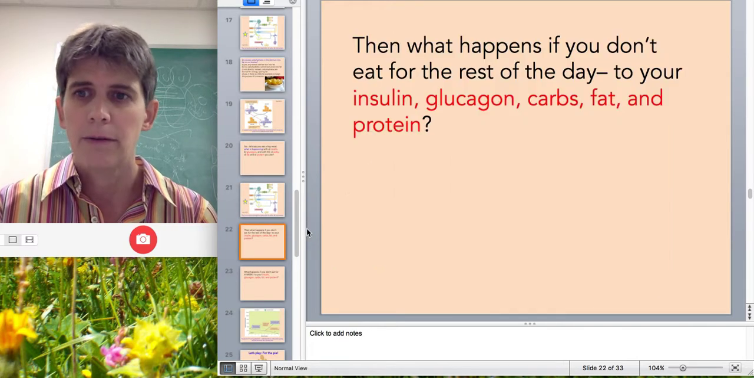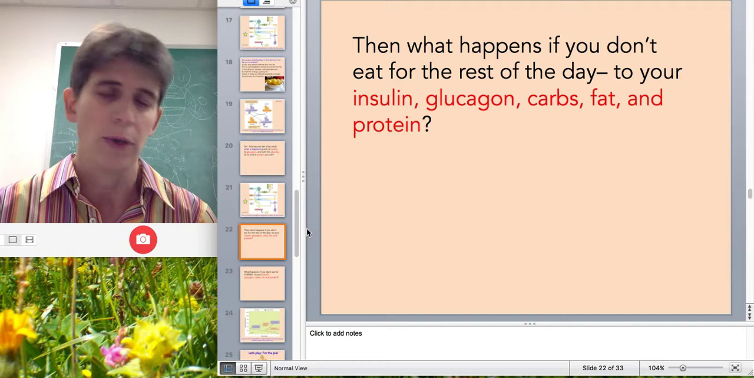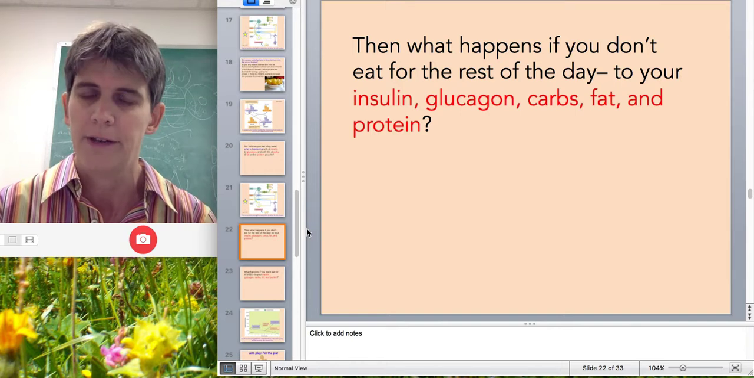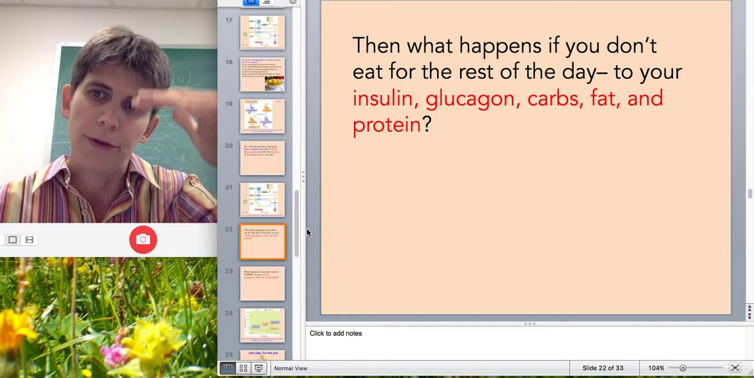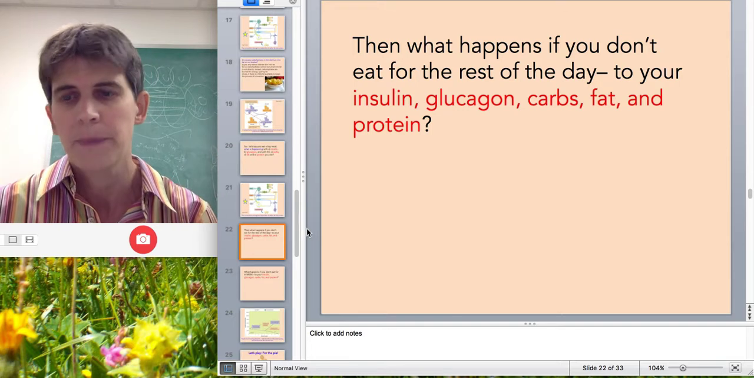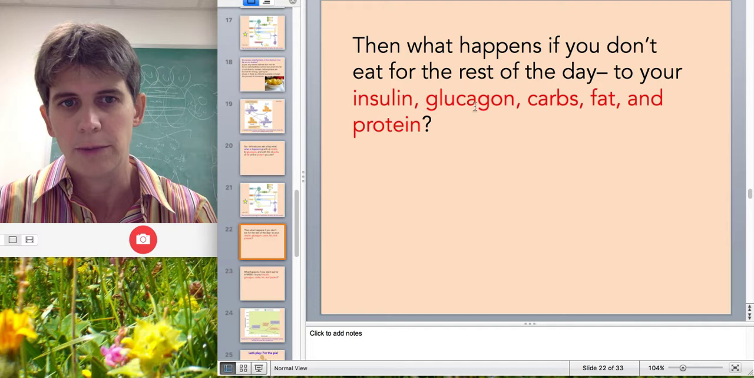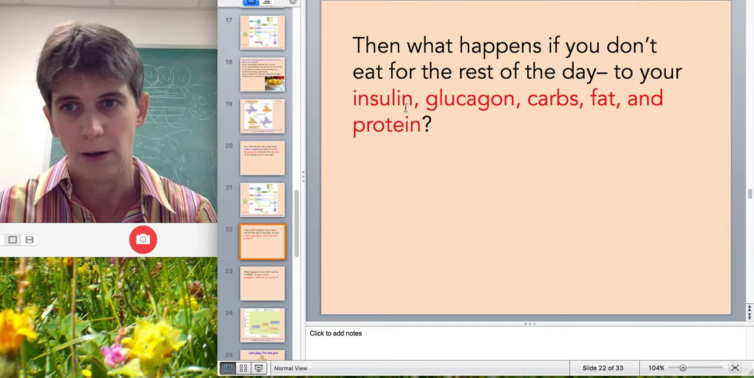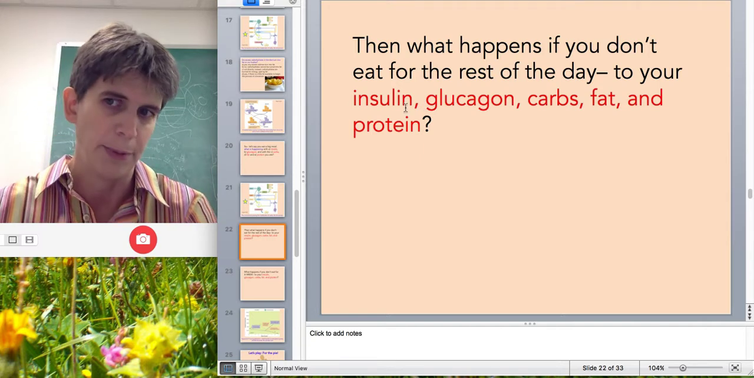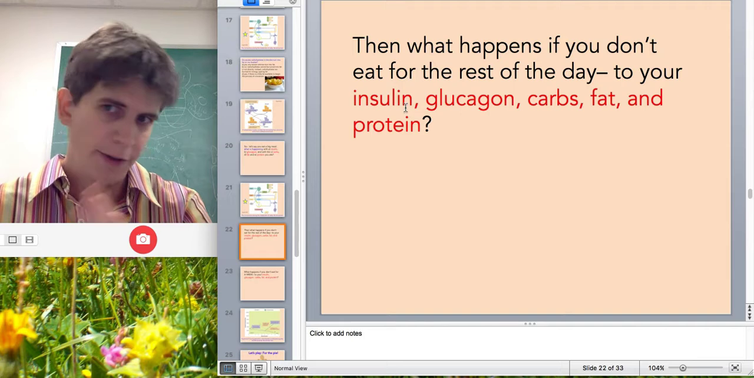Okay, now in the opposite situation, what if you then didn't eat for the rest of the day? So now you're in a state where all the nutrients in your blood are dropping and you need to increase them again. So now we have the opposite situation with insulin and glucagon. Insulin will be very low. Its purpose is to build up ingested nutrients. We don't have any of those.